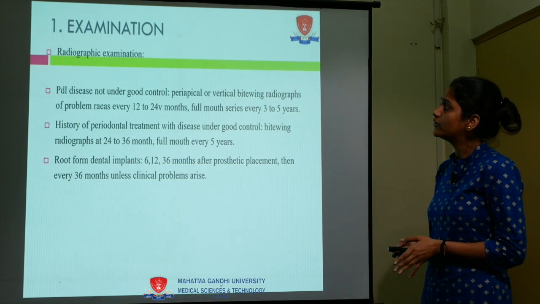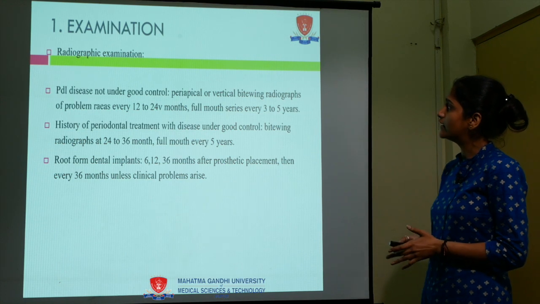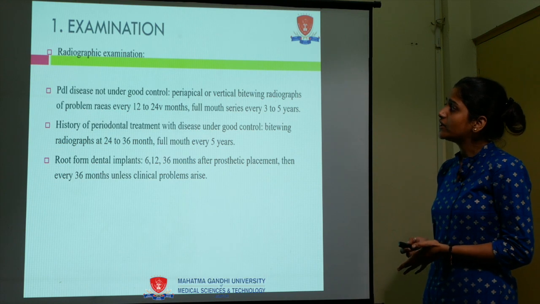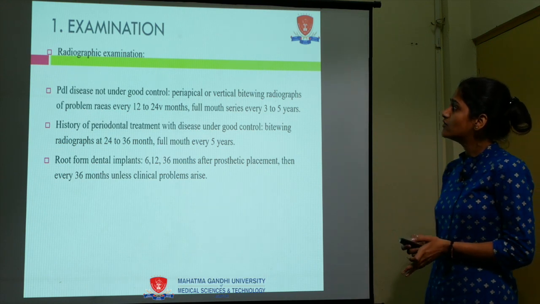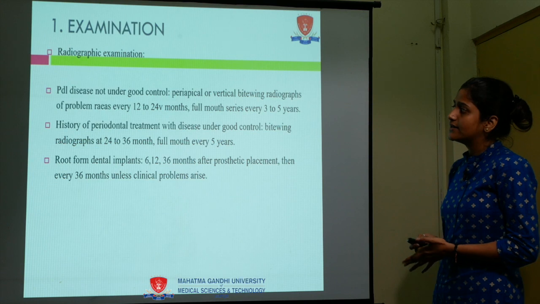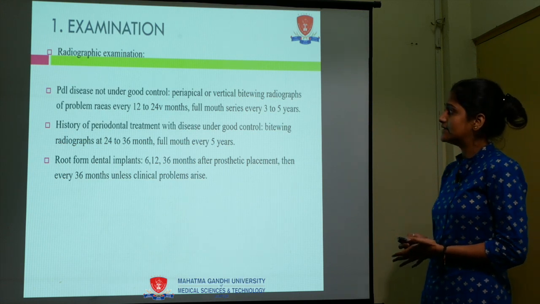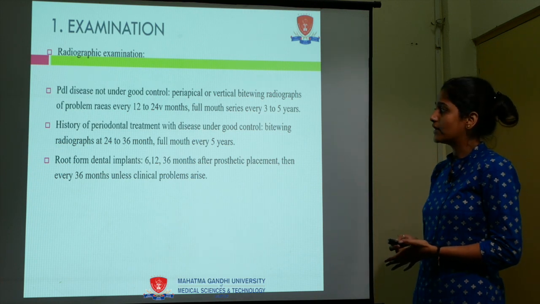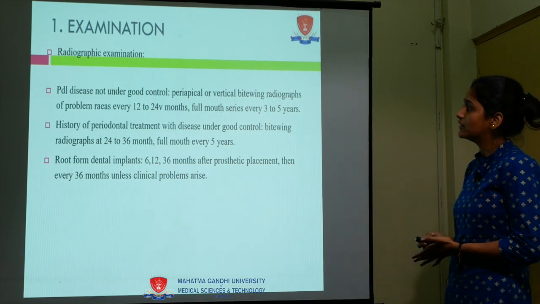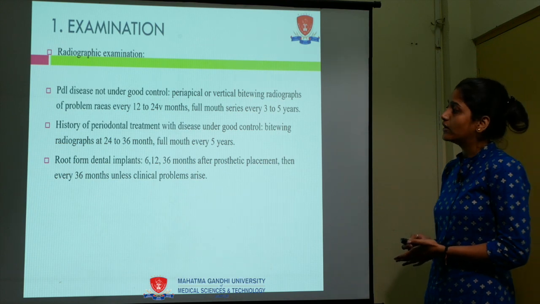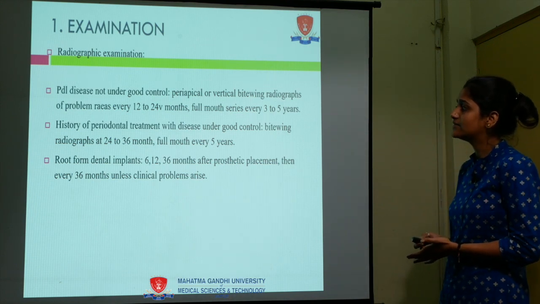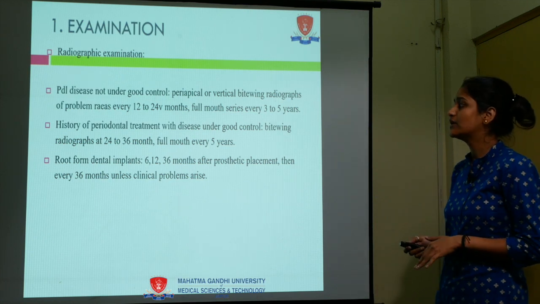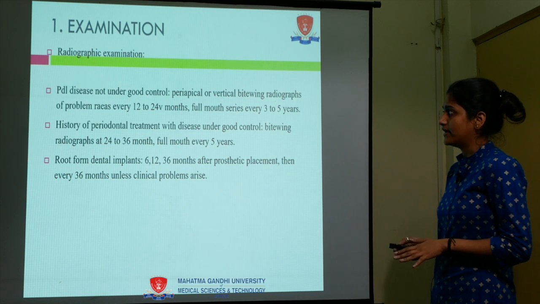If it is not under good control, then we take periapical or vertical bite-wing radiographs of problem areas every 12 to 24 months, and a full mouth series every 3 to 5 years. Then for history of periodontal treatment with disease under good control, bite-wing radiographs at 24 to 36 months, and full mouth every 5 years. Then for root form dental implants, at 6, 12 and 36 months after prosthetic placement, then every 36 months unless clinical problems arise.